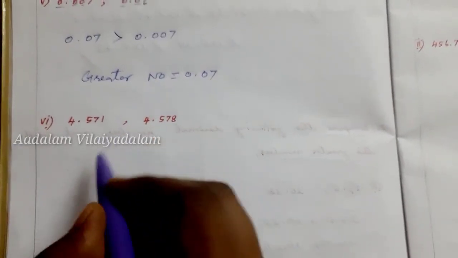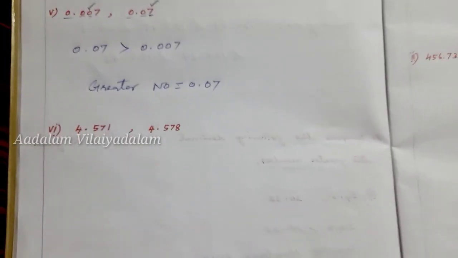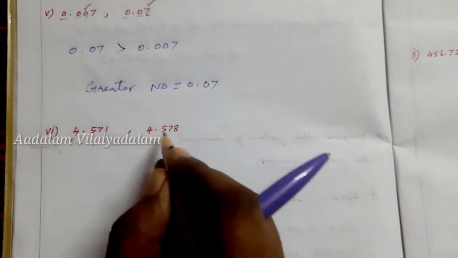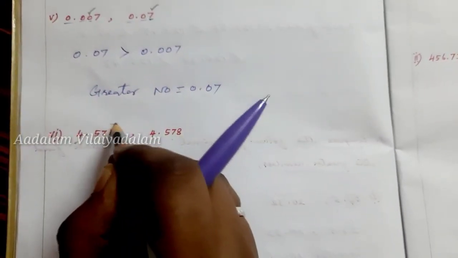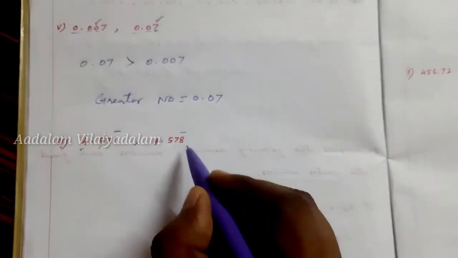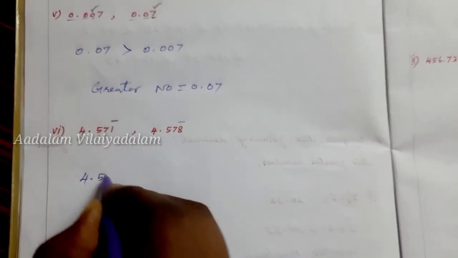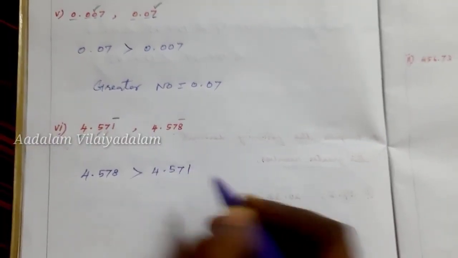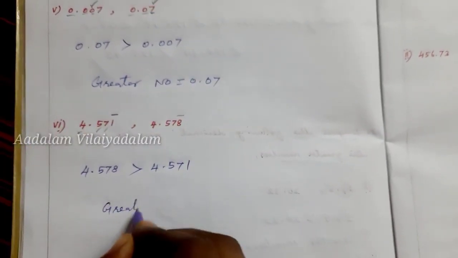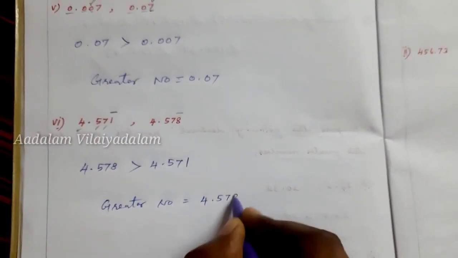Now the sixth subdivision, 4.571 and 4.578. Here 4 is common, 5 also is common, 7 also common. So we need to compare the last digit to the last digit. So which is greater one? 8 is the greatest one, isn't it? So we can conclude 4.578 is greater than 4.571. So the final answer is the greater number is equal to 4.578.